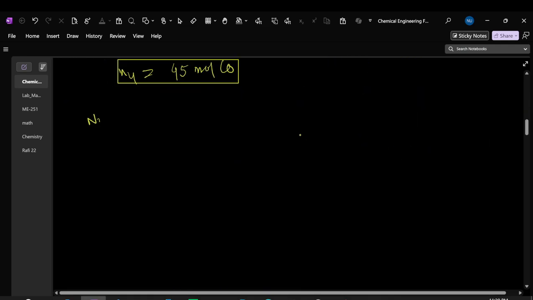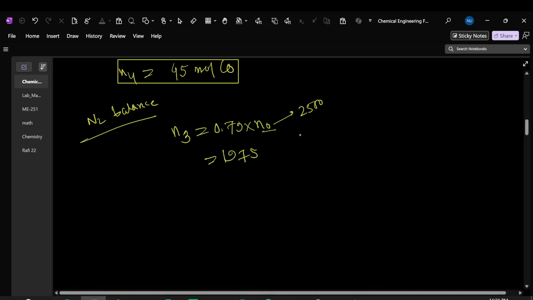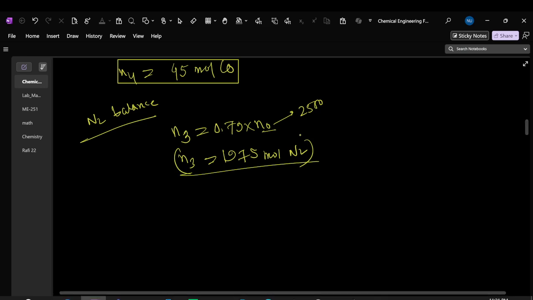First, the nitrogen balance, which is unreacted, so input is equal to output. Here output is N3 and input is 0.79 into N0. N0 is 2500, so by this calculation nitrogen will be 1975 mole. So this is the N3 value. So we also find out another unknown. Now we need the 3 unknowns from the carbon, hydrogen, and oxygen atomic balances.